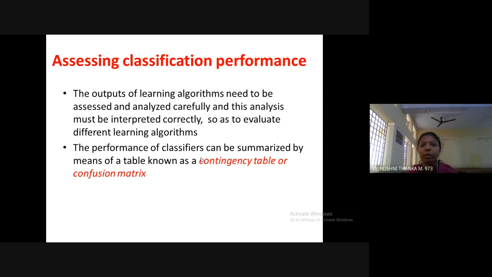We can easily develop a model, but if we do not evaluate its performance, we cannot determine whether the model is performing well and whether we can use it. So it is very important that we evaluate and test how our model is performing. To evaluate a model's performance, one way is the confusion matrix. Another name for it is the contingency table. Using this concept of the confusion matrix, we can evaluate the performance of the model.